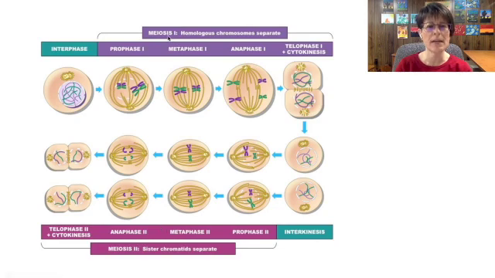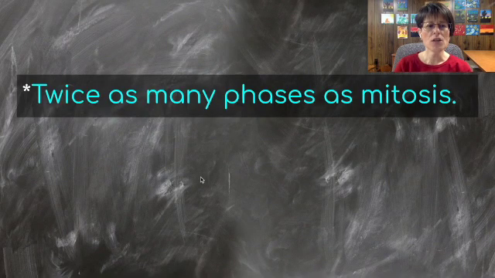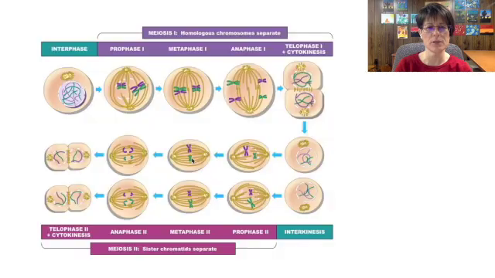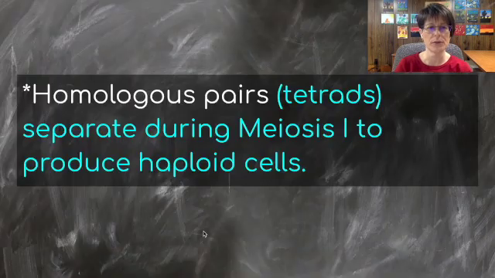And as we can see in the diagram, in meiosis 1, homologous chromosomes separate. So we can see here the homologous chromosomes actually lining up in the middle, and they are separated. So this is where actually we get the haploid number. But then meiosis 2 is where the sister chromatids are separated. So it's very similar to mitosis, in that this is where the duplicates are separated. So we can see that there are twice as many phases as mitosis, because there's the meiosis 1 and the meiosis 2.